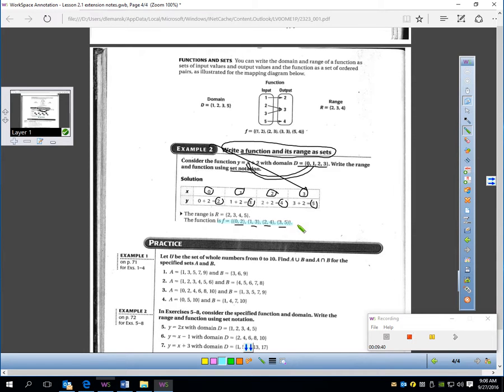And now what's my range? Can everybody see the range right here? 2, 3, 4, 5. But when you write it, the book wants you to write it in set notation, which would look in this manner. The range is, you know, the braces, 2, 3, 4, 5. Okay, that's the video.